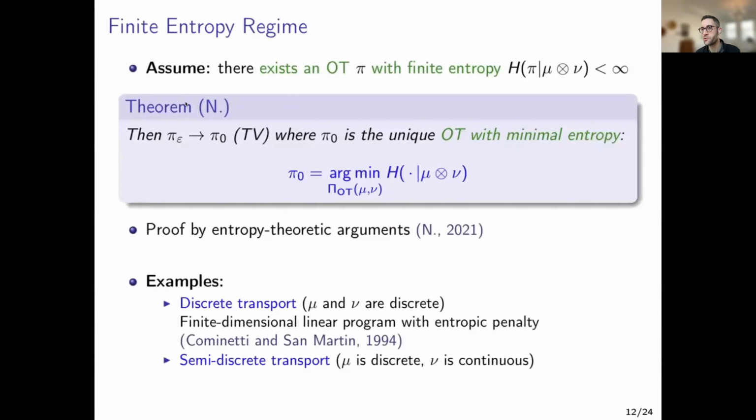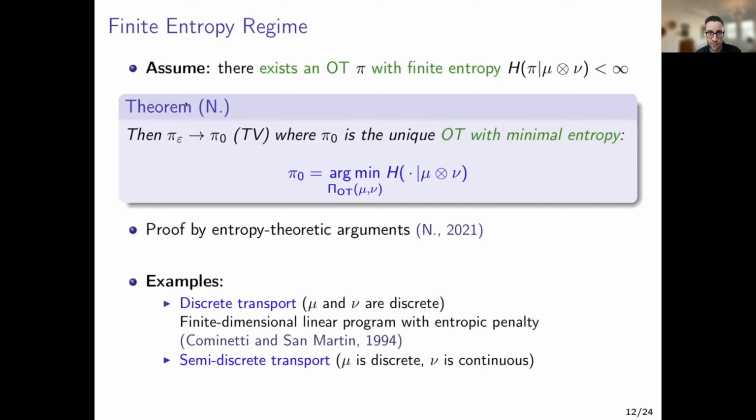I will assume out of the blue that in that set of optimal transport plans, there is one which has finite relative entropy. We can assume this and then see what it means. If you have one finite guy, then you can take the relative entropy functional and minimize it over the set of all optimal transports.